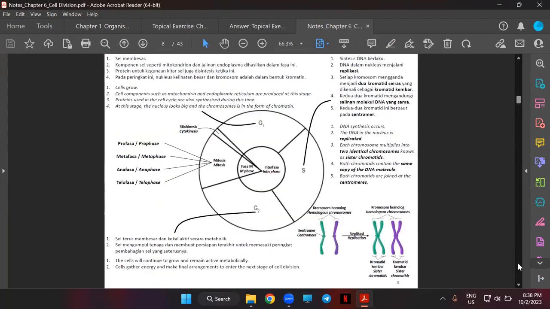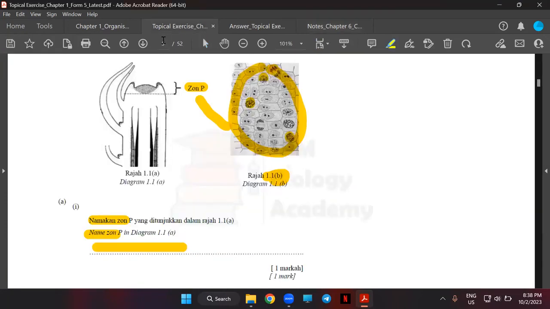Okay, cuba kita lihat G2. Sel terus membesar dan kekal aktif secara metabolik. Sel mengumpul tenaga. You see that? Cells gather energy because after G2 ialah mitosis. Yes or no? Mitosis memerlukan tenaga yang tinggi. Kalau tak ada tenaga, mitosis tak boleh berlaku. For sure.